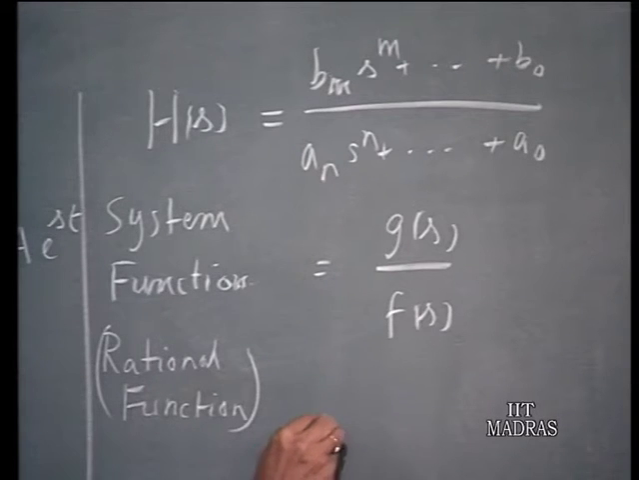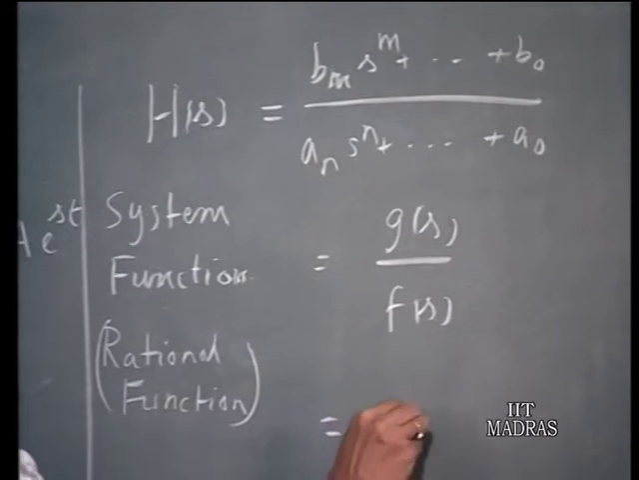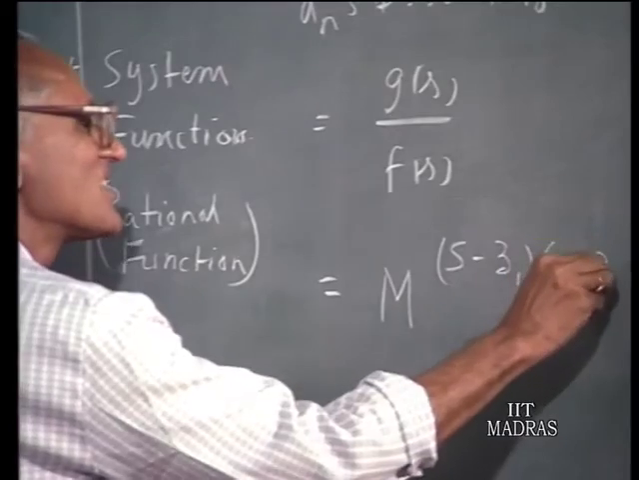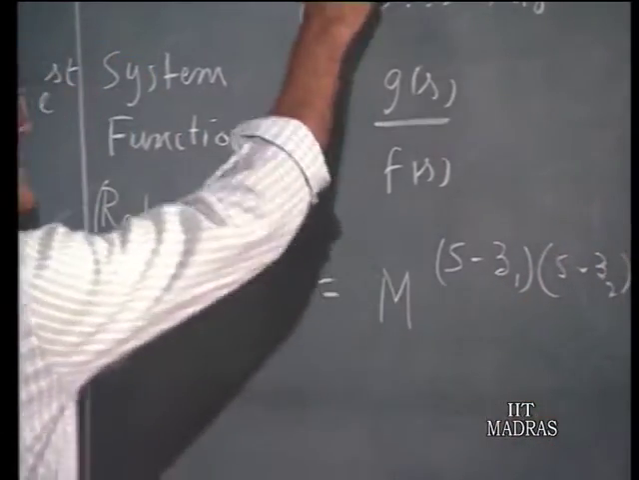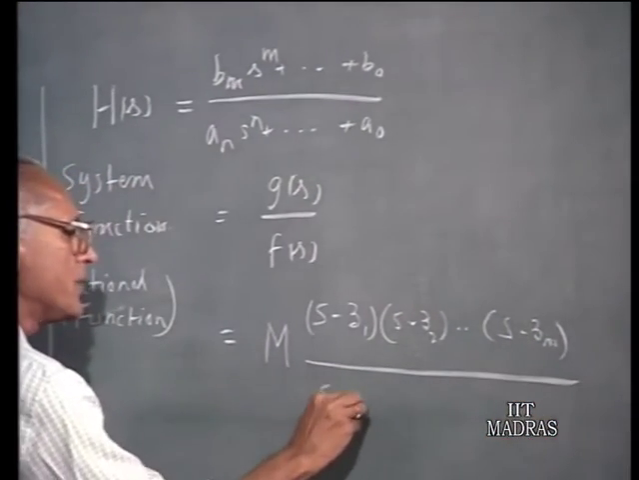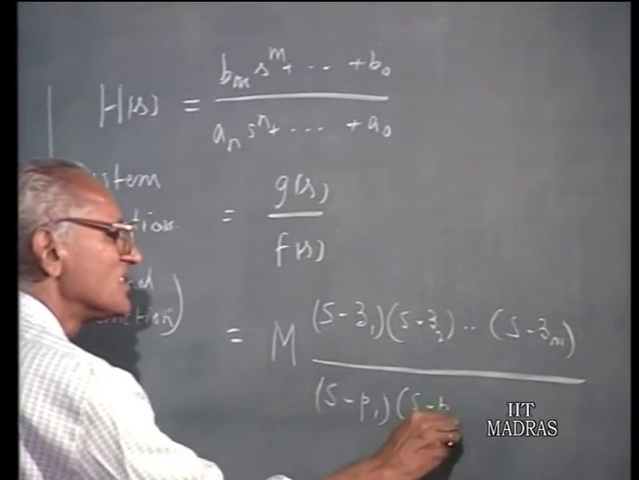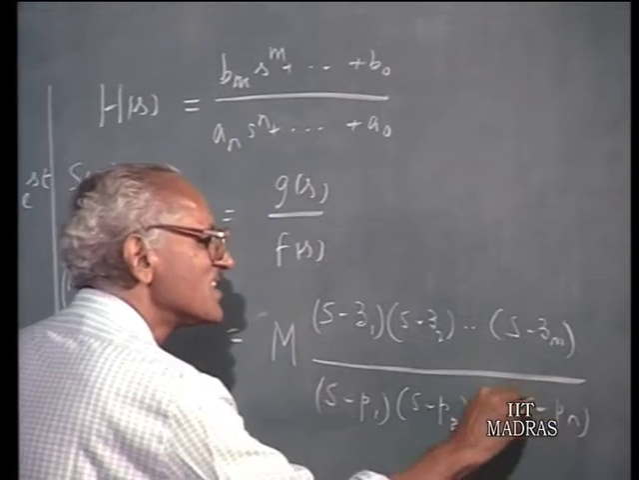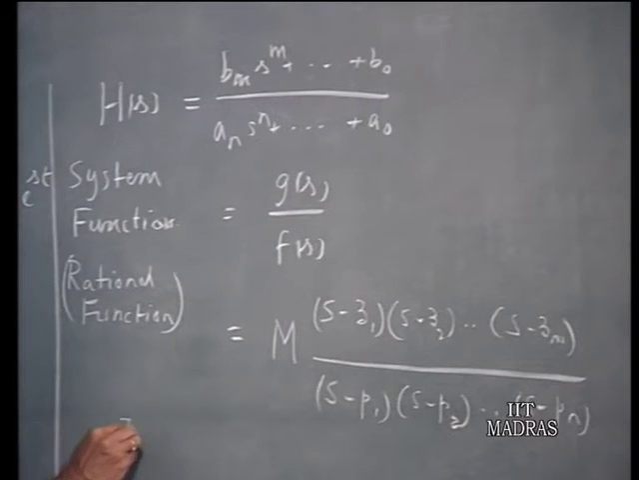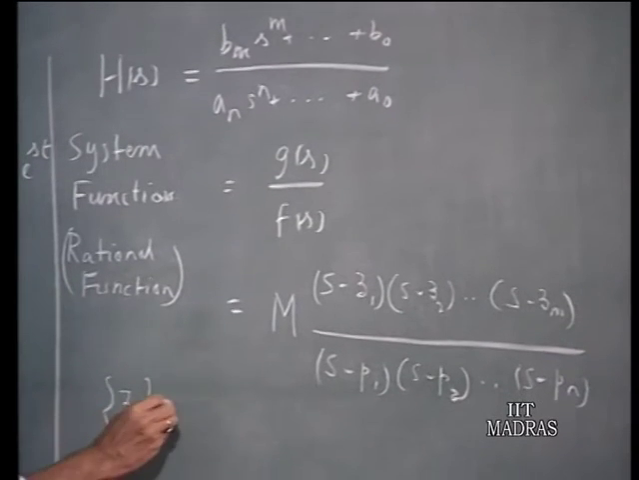And further, since it is a rational function of a complex frequency variable s, a ratio of two polynomials, we would also find it useful to represent this in this manner: some constant m times (s minus z1)(s minus z2), and so on. Since this is an nth order polynomial, you have (s minus zn) divided by (s minus p1)(s minus p2), and so on, (s minus pn). So, you can factorize the numerator and denominator in this form, and the set of values z are called the zeros of H.